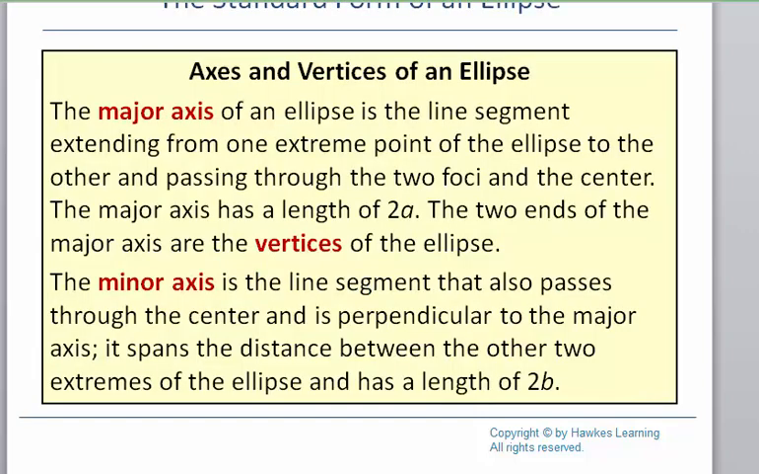All right, so we can look at their definitions. They say that the major axis is the line segment extending from one extreme point of the ellipse to the other and passing through the two foci and the center. The major axis has a length of 2a, and the two ends of the major axis are the vertices. So they're saying that it goes through the vertices, it goes through the center, it goes through the foci, and the length is 2a. The minor axis is the line segment that passes through the center and is perpendicular to the major axis. It spans the distance between the other two extremes of the ellipse, and it has a length of 2b.